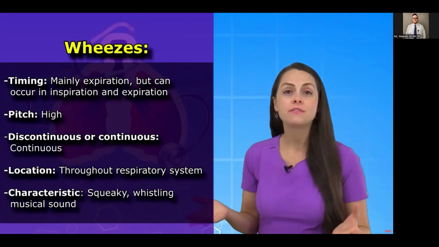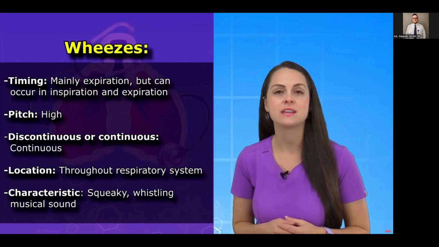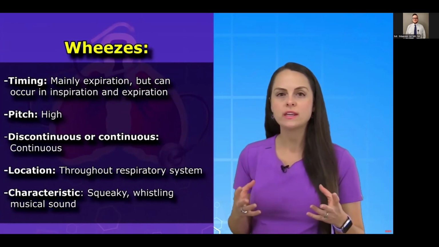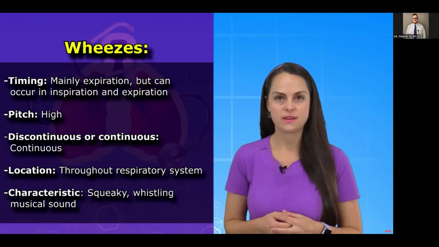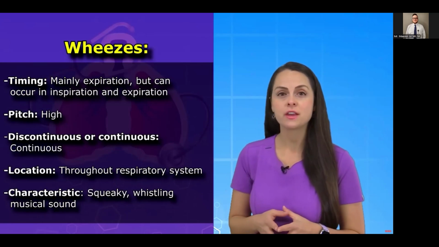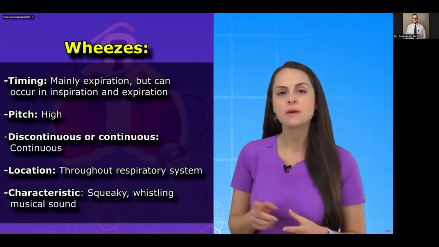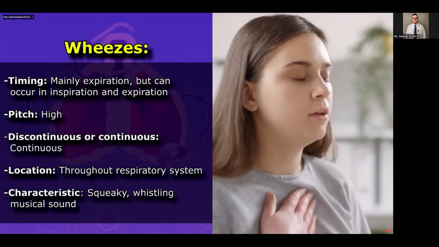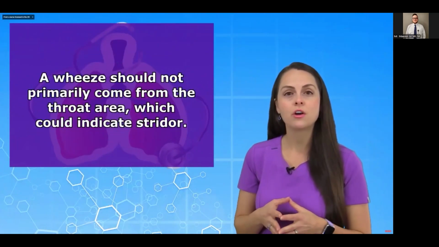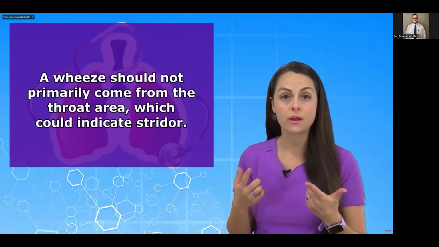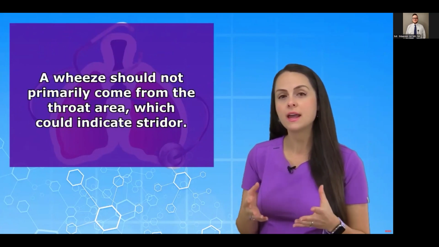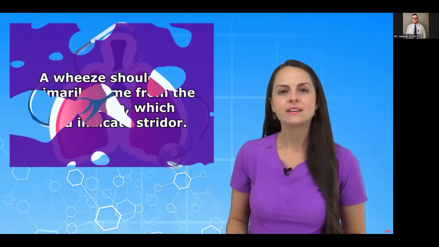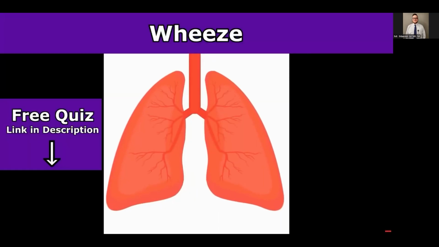And they will have a defining characteristic when you listen to them. They will have this squeaky musical whistling noise to them, and you may even be able to hear them without a stethoscope, especially if your patient's having an active asthma attack. Now, it's important whenever you hear these sounds that they're not mainly coming from the throat area, because this may indicate stridor. And again, let's listen to that audio of what wheezes could sound like.